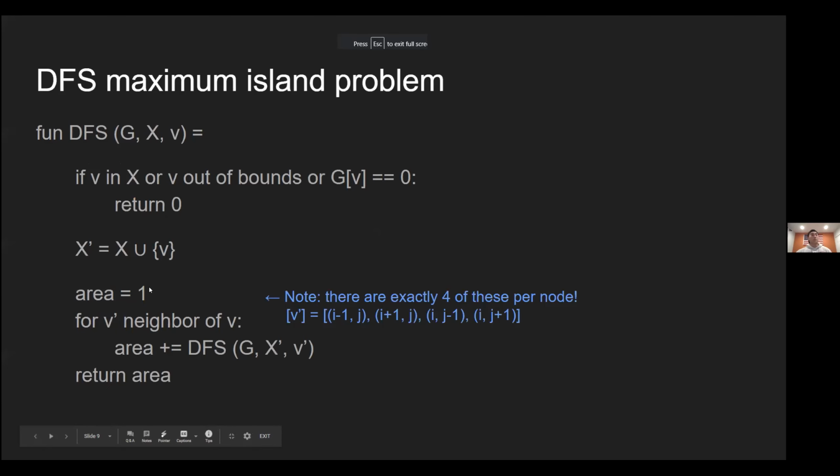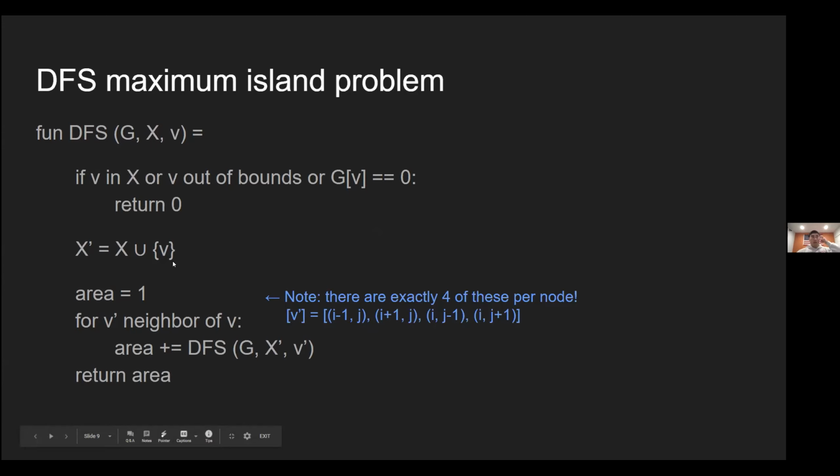Okay. So why do we start out with this area 1? Because we want to count the current node as an area, right? So the current node that we're at is going to be this area 1. And then we just run DFS through all of the neighbors. In this case, we know that there are exactly 4 neighbors per node, right? We have i minus 1, i plus 1, j minus 1, and j plus 1. Some of these are going to be out of bounds or they're going to be zeros, but our base case takes care of that, right? So we run DFS through all of these neighbors, adding their respective areas, and finally we just return the total area.